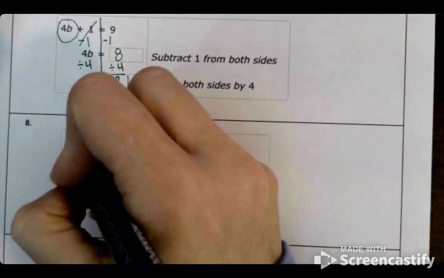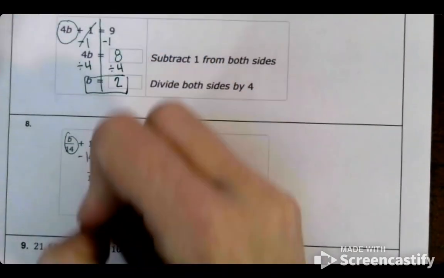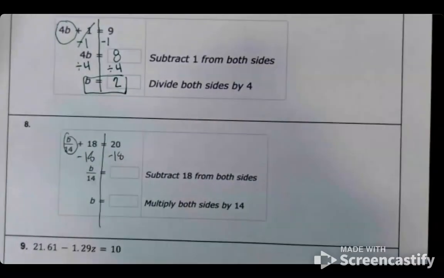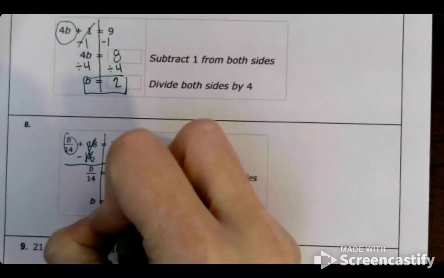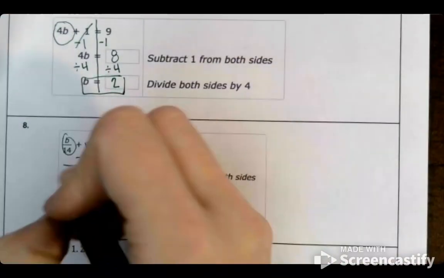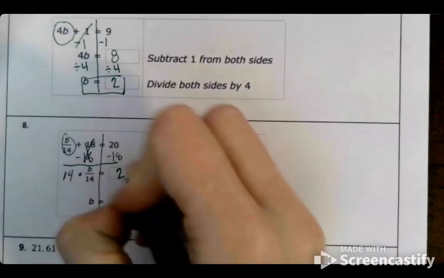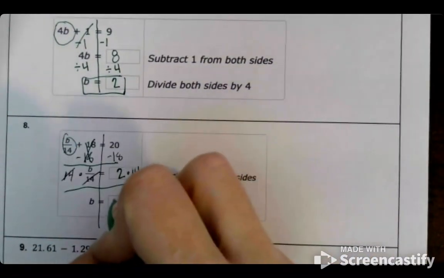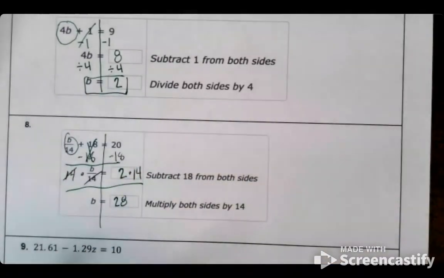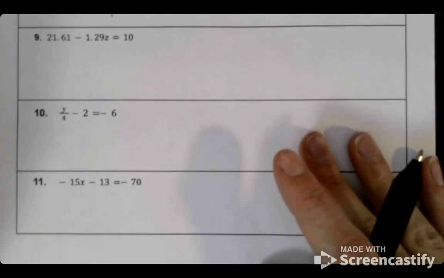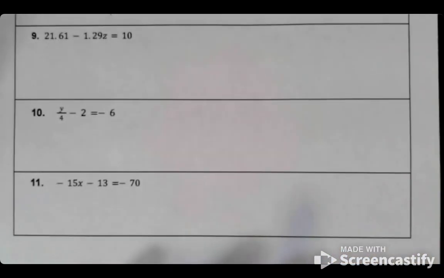Welcome back. So it says subtract 18 from both sides. That gives me 2. And then it says multiply by 14 on both sides. So multiply by 14 here, multiply by 14 here. These ones cancel out. 2 times 14 is 28. Okay. Now the bottom ones are the same things. They're just not telling you how to do it. So see if you can get 9. If not, you can follow along with me.